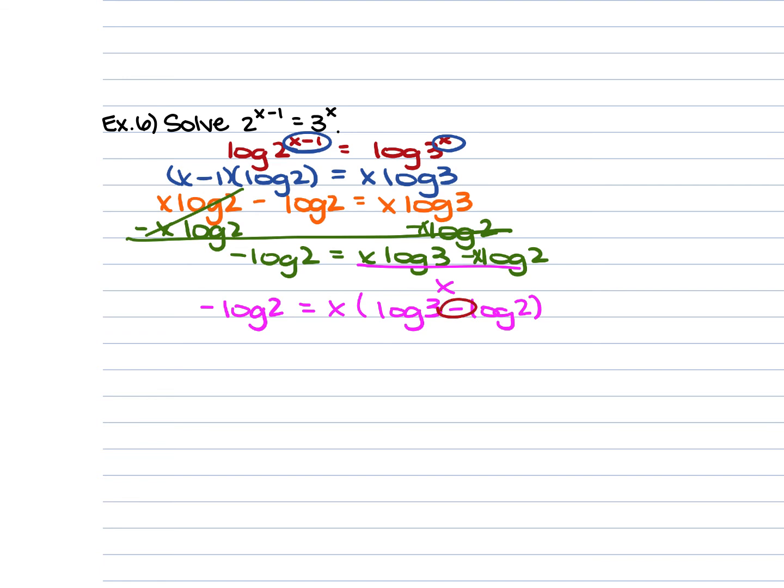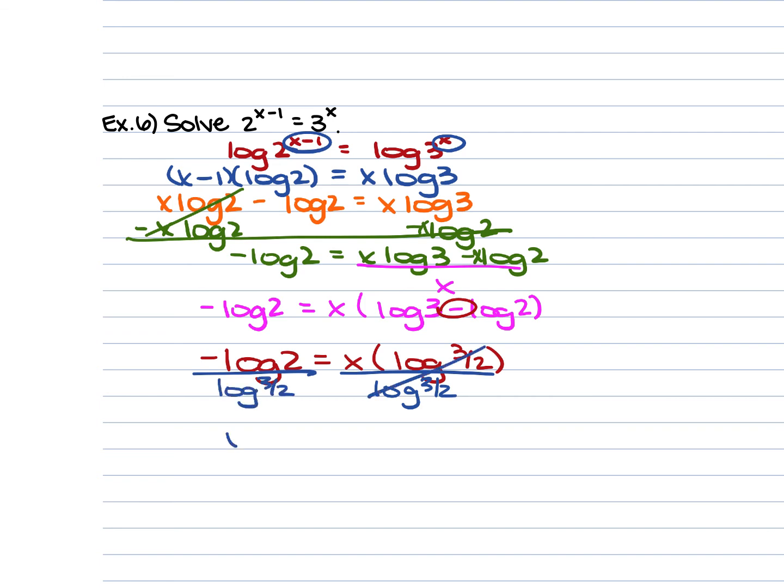You remember that subtraction of logs means division, so this is the same exact thing as saying negative log 2 is equal to x times log of 3 halves. You want x by itself, so we're going to divide each side by log 3 halves. Use your calculator. You're going to do the negative log 2 divided by log 3 halves. This is going to give us a negative 1.7095.